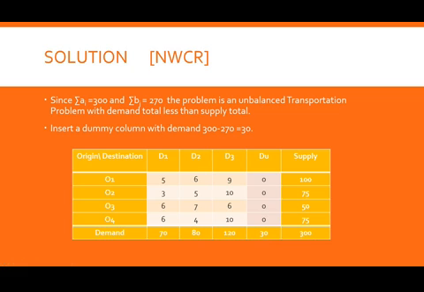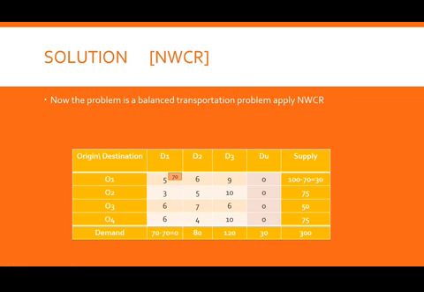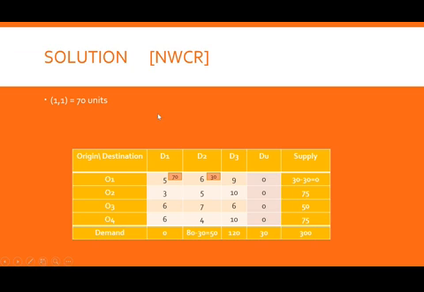Now we'll try to solve this problem using NWCR. So northwest corner is the top left 1, 1 position. So how much can be satisfied here? Demand is 70, supply is 100. So I can satisfy 70. So supply becomes 100 minus 70 equals 30 and demand becomes 70 minus 70 equals 0. So at 1, 1, I have made an allocation of 70 units. And this column, I'll just take a highlighter.